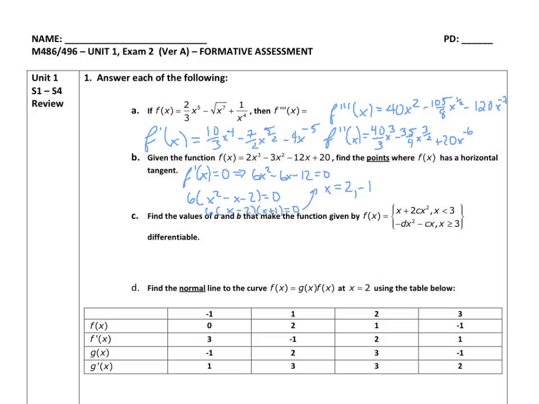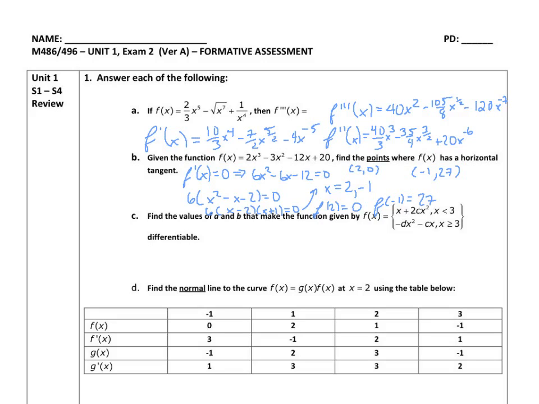So those are the, now it said it wants the points, so now I'm going to go back to the function. So f of 2 is equal to 16 minus 12, that's 4. 4 minus 24 is negative 20, plus 20, so that's 0. So one of the points is at (2, 0). Then I'm also going to plug in negative 1, and I get negative 2 minus 3, that's negative 5, plus 12 is 7, plus 20 is 27. So there are points at (negative 1, 27). So those are my two horizontal tangents there.